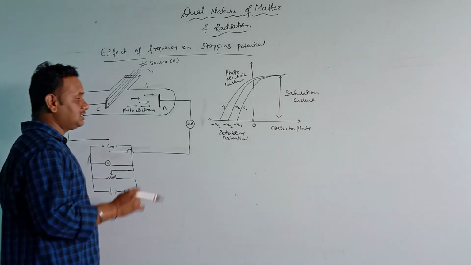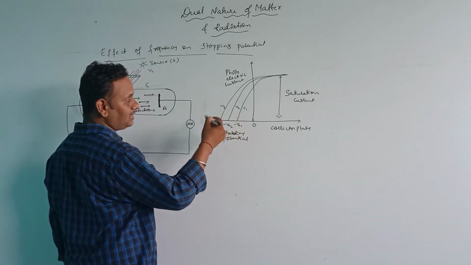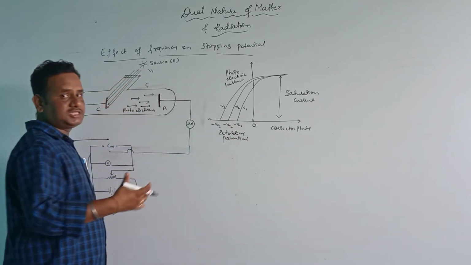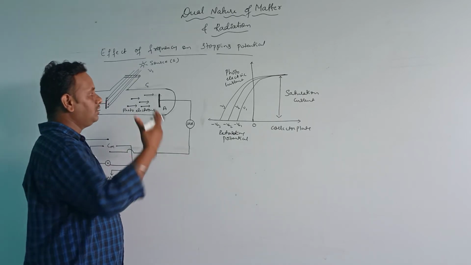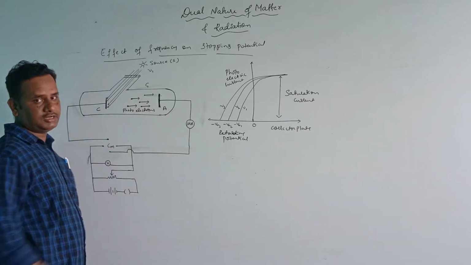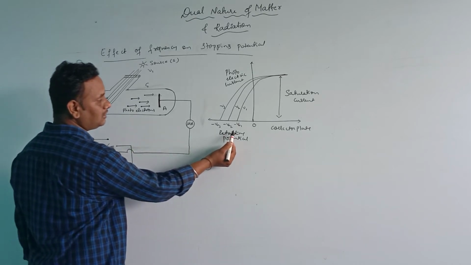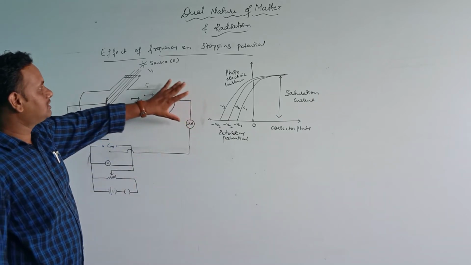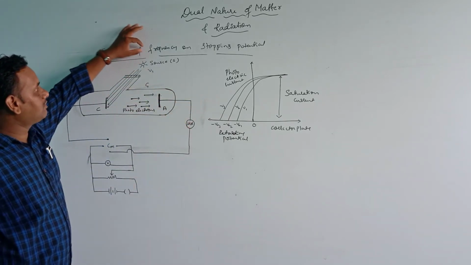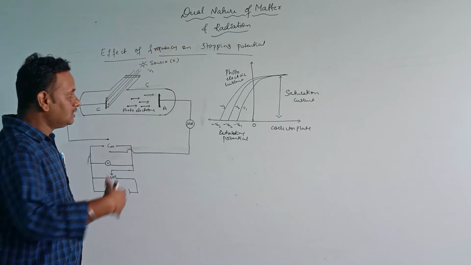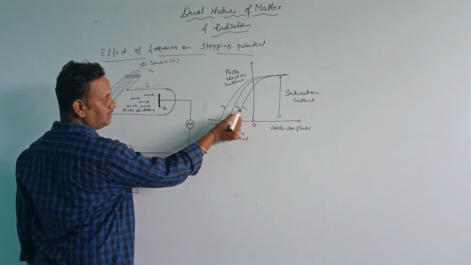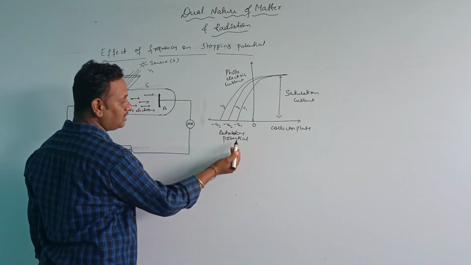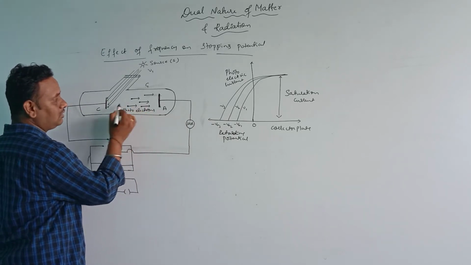This implies that the greater the frequency, the greater will be the maximum kinetic energy of the photoelectrons emitted from the emitter plate, and the greater will be the stopping potential to stop them. In conclusion, the more the frequency, the more the stopping potential, and the more the maximum kinetic energy of the photoelectrons.